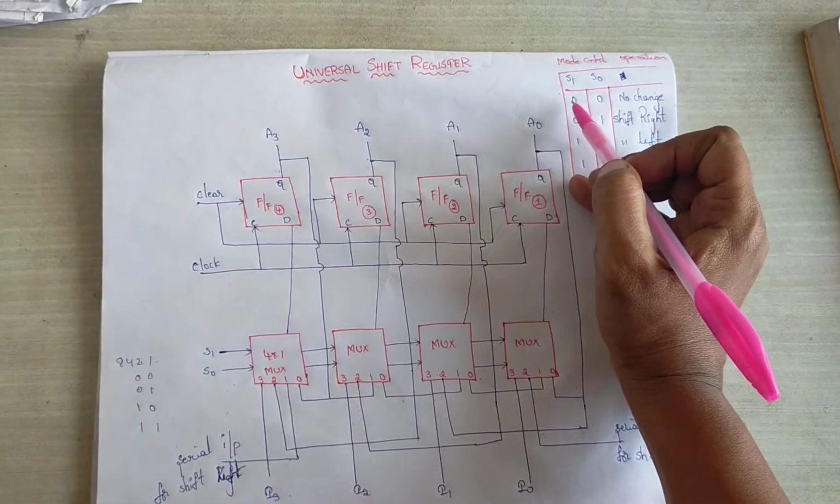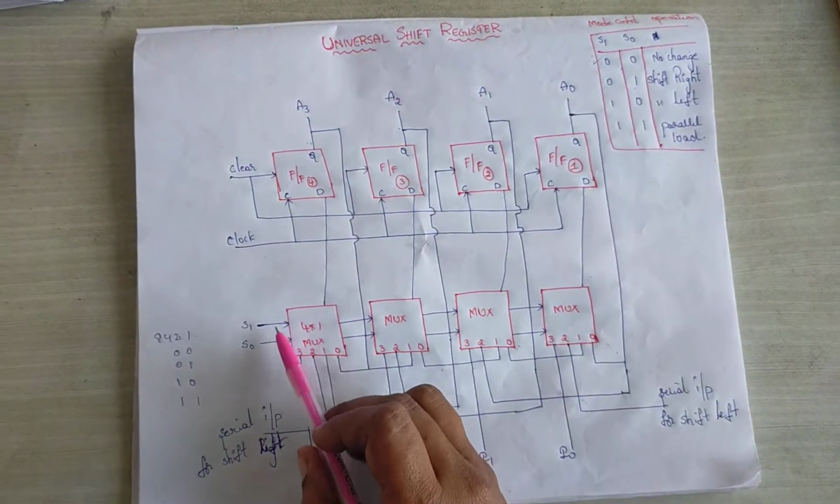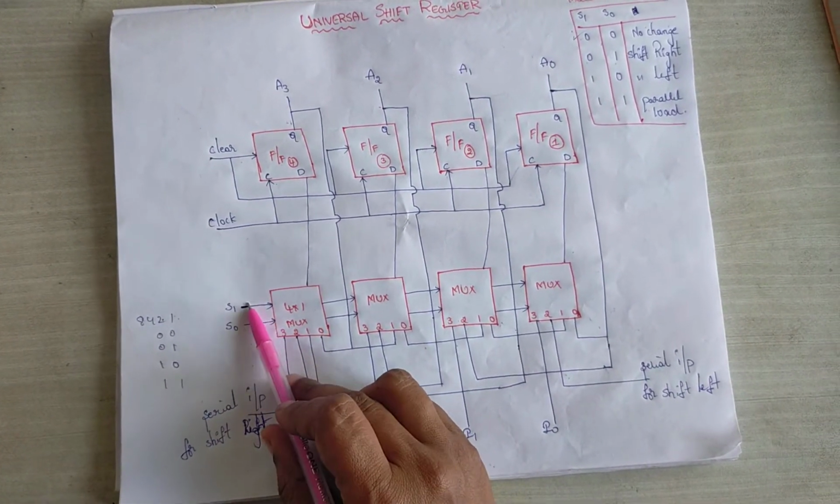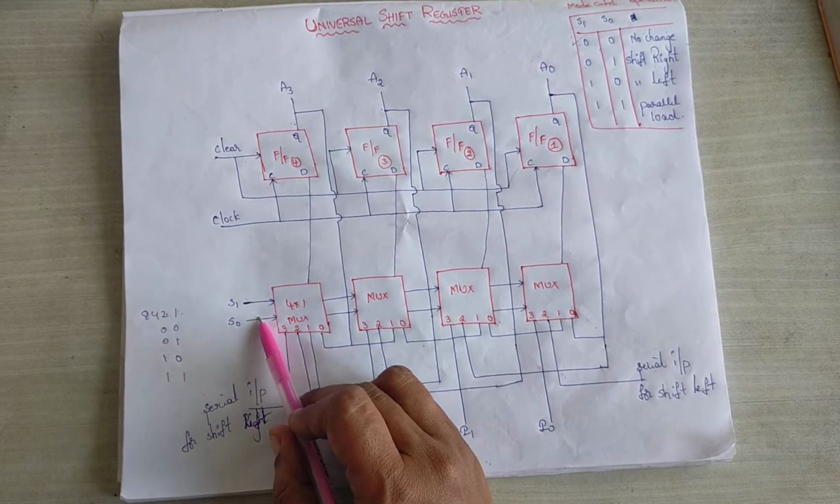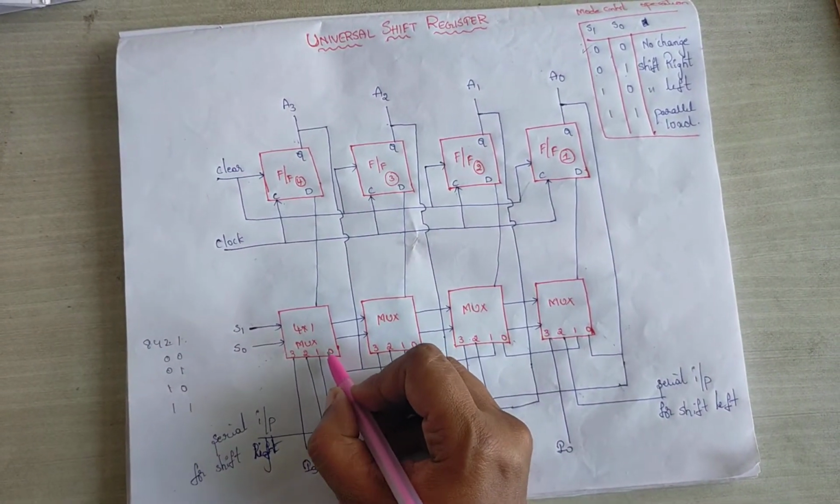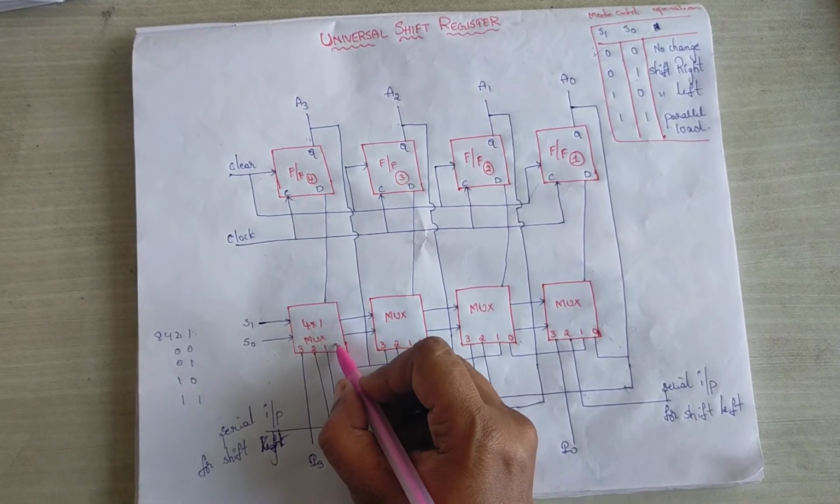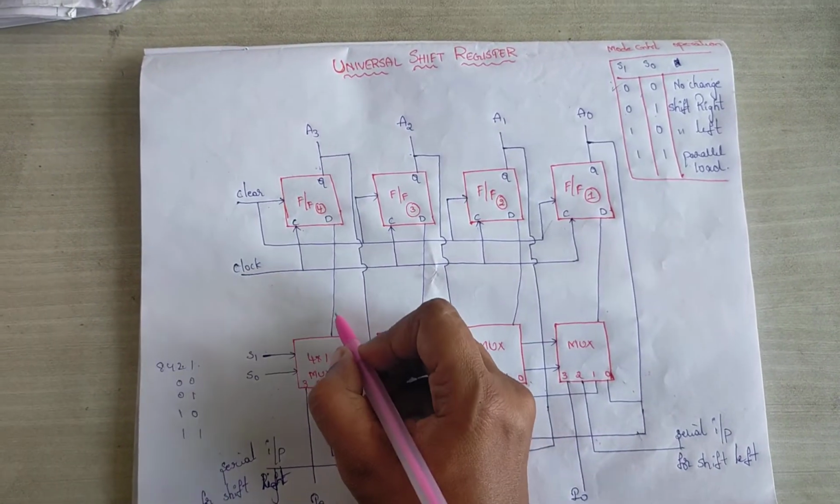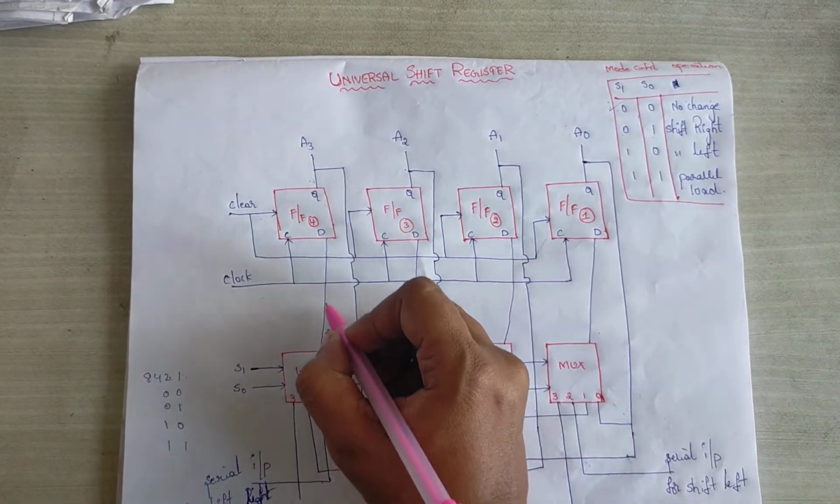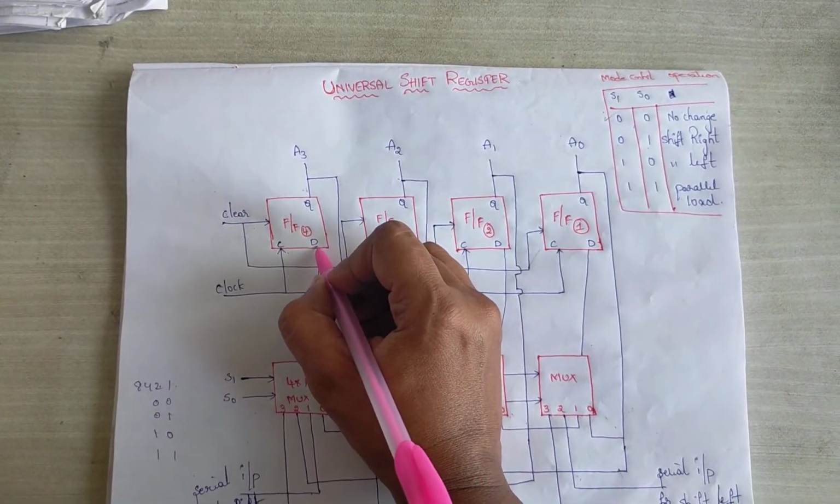I will explain one thing. See here. If inputs are 0, 0, I am applying the input 0, 0. If I select input 0, 0, here 0 will be selected. So the output here is 0, and the output from this mux means 0. This 0 is connected as input to the D flip-flop.